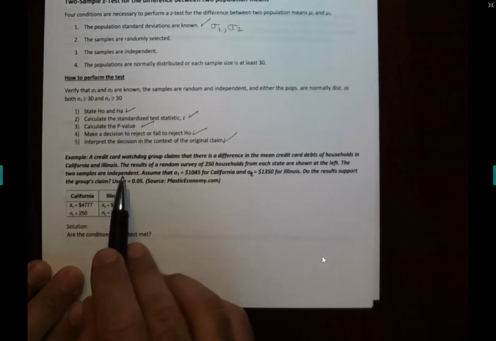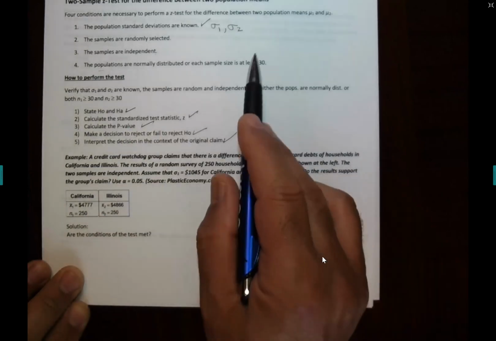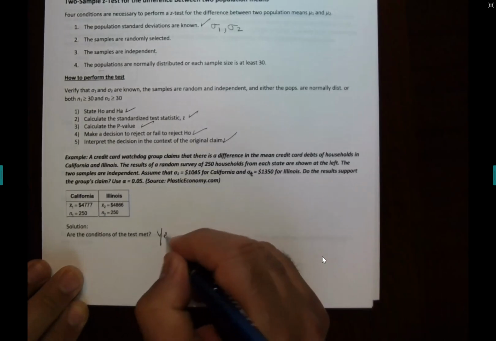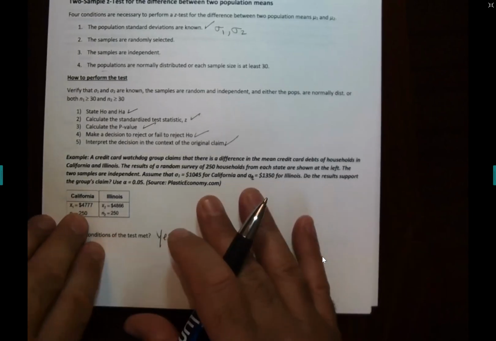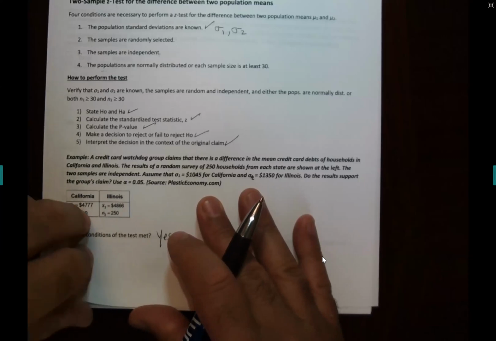Samples are independent. He says they are independent. Populations are normally distributed, or the sample size is more than 30. Well, look at the sample size, guys. It's 250, so it's more than 30. So they are all met. You probably won't be asked to verify the conditions of the test, but it's good to know when you can perform the test, guys. So let's look at the steps.